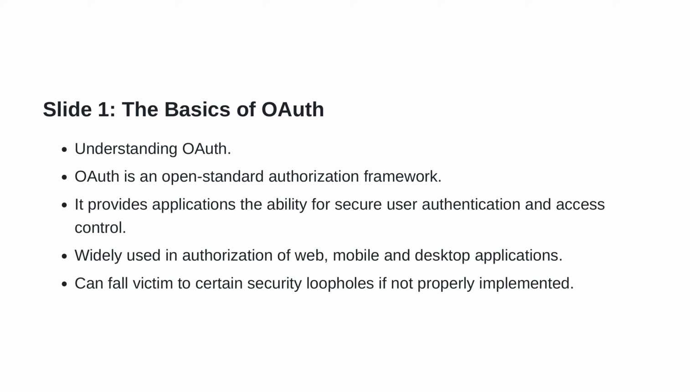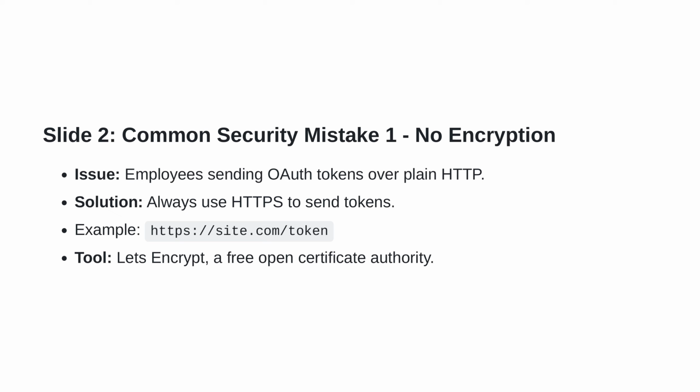OAuth can be a double-edged sword. It can both secure your applications and expose them to risks. Therefore, understanding its functionality and how to accurately implement it is vital for maintaining security and integrity of applications. Let's delve into one common security mistake that can occur in OAuth implementation: no encryption.